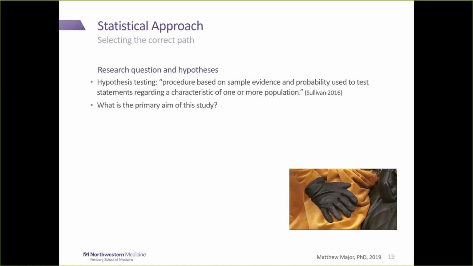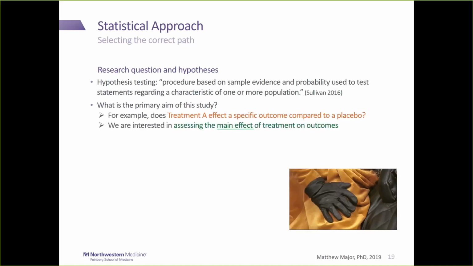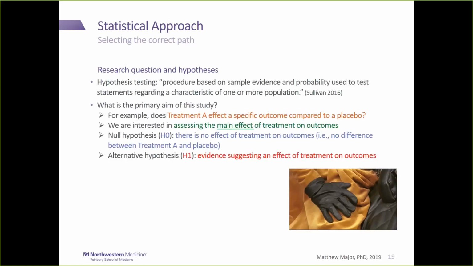You need to ask yourself, what is the primary aim of this study? So for example, does treatment A affect a specific outcome compared to a placebo? That should be affect, not effect there. We're interested in assessing the main effect of treatments on outcomes in this case. The null hypothesis then is that there is no effect of treatment on outcomes. That is to say, there's no difference between treatment A and the placebo. Then it follows that the alternative hypothesis is that evidence is there to suggest an effect of treatment on outcomes.